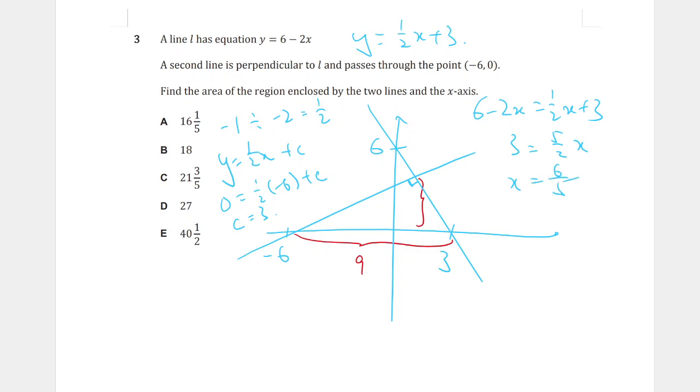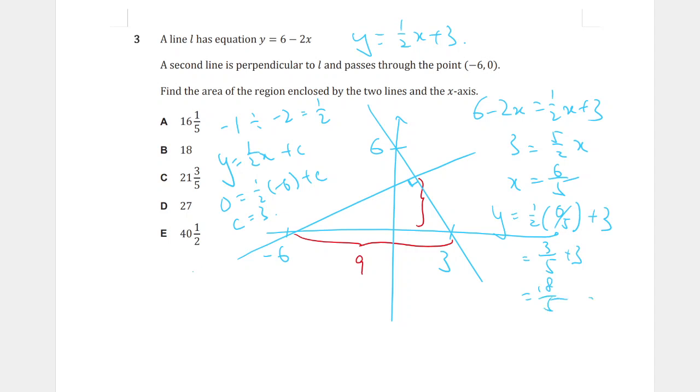So if x is 6 over 5, remember what I said. I need the y-coordinate. The y-coordinate is exactly the height of the triangle. So how do I find a y-coordinate? Well, pick your favorite equation. So maybe y equals 1/2 x plus 3. So this is 3 over 5 plus 3, which is 18 over 5. Great. So we know the height is 18 over 5.